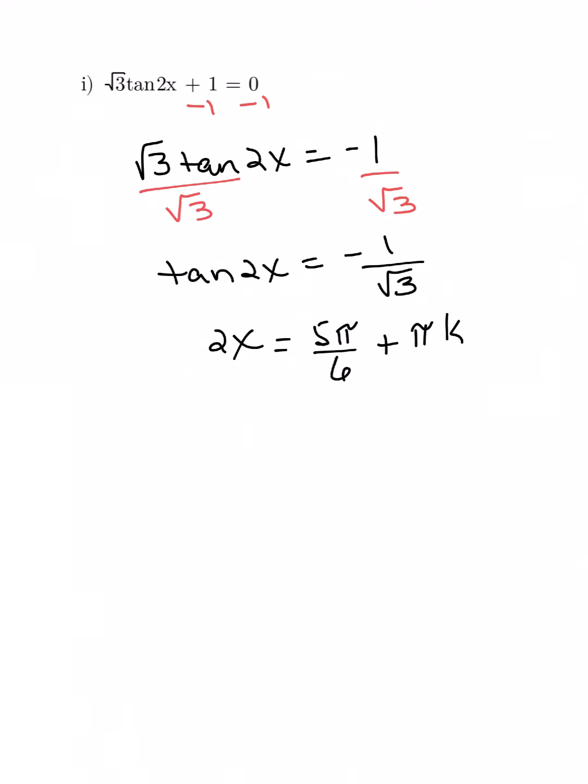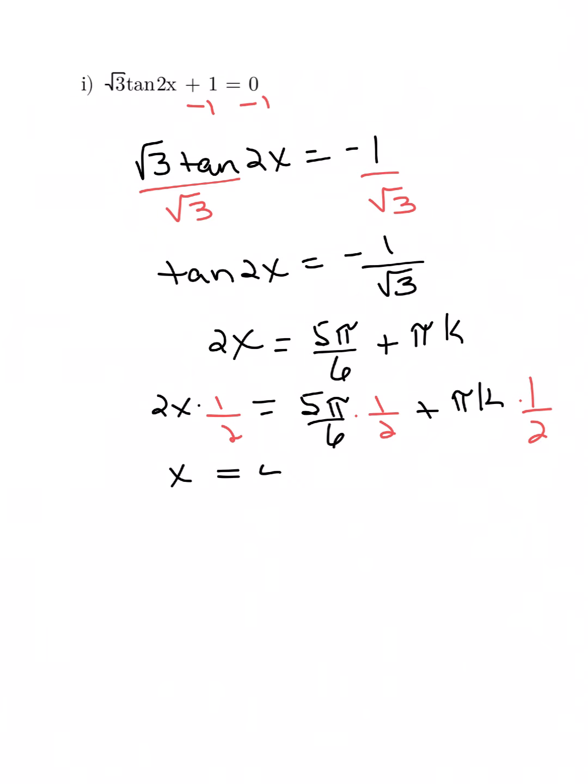So once you have this, now you're ready to solve for x. And just like on the last problem, because this is 2x, we need to divide by 2 or multiply by 1/2. So we are going to multiply every term by 1/2. 2x times 1/2 leaves us with just x. 5 pi over 6 times 1/2 gives us 5 pi over 12. And 1/2 times pi k just gives us 1/2 pi k. Or you could write it as pi over 2k. Either one is fine. They mean exactly the same thing.